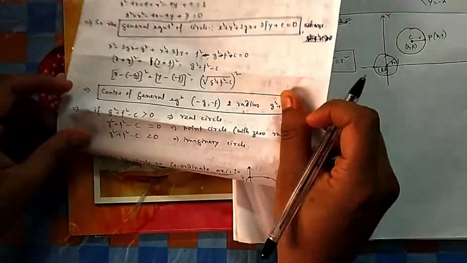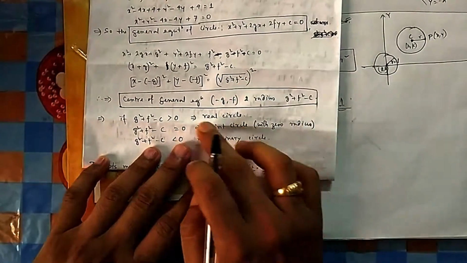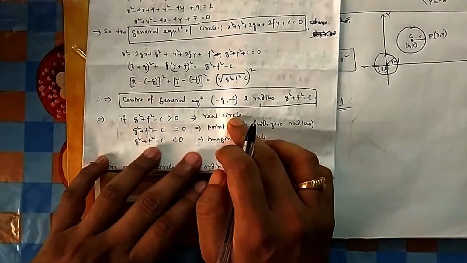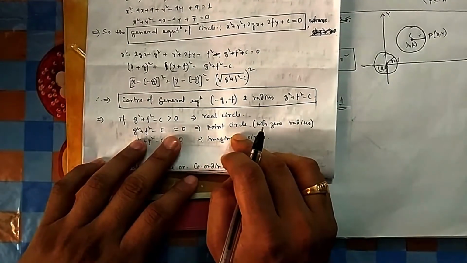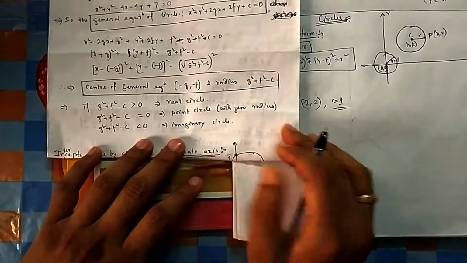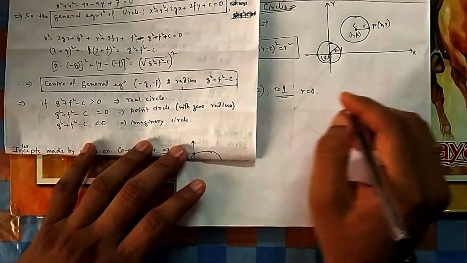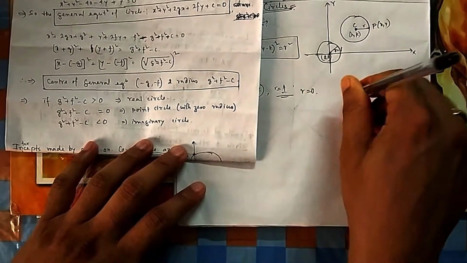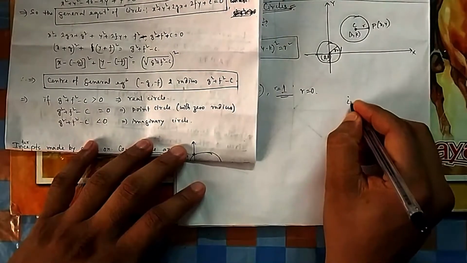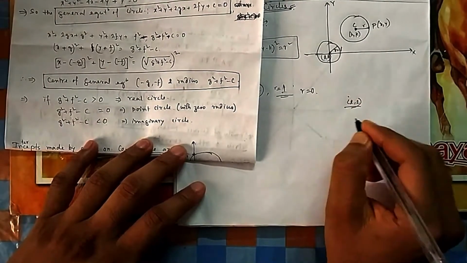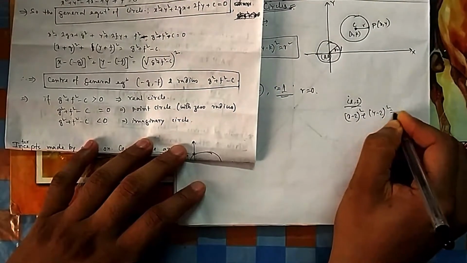Now if you see this radius, g² + f² - c, if it is greater than 0, then it is okay, it is a real circle. If it is equal to 0, then it is a point circle. Point circle means the radius is 0. You will find this concept at a later stage also, in advanced and intermediate level. This point is also a circle with center at that point (2, 2), but its radius is 0. So we will write (x - 2)² + (y - 2)² = 0.